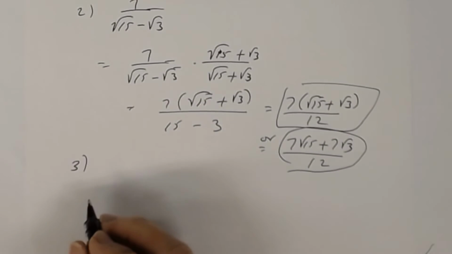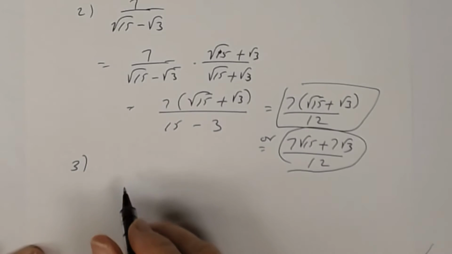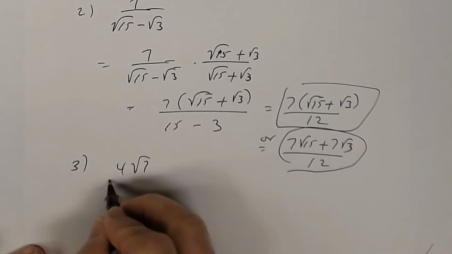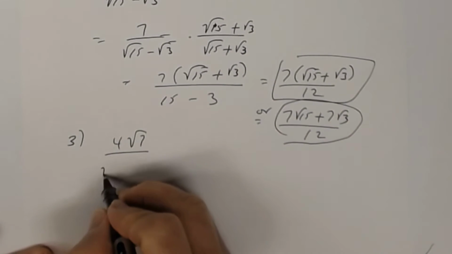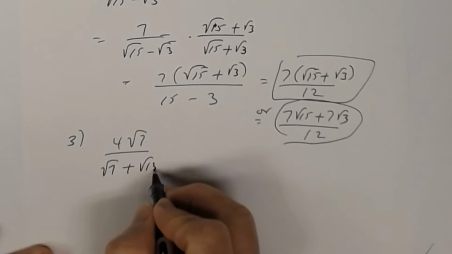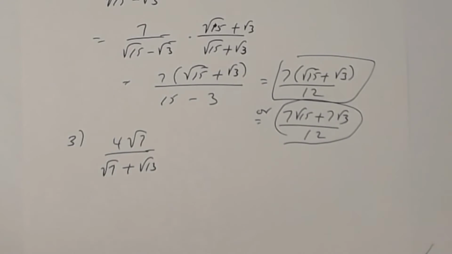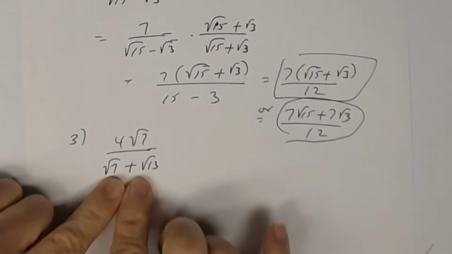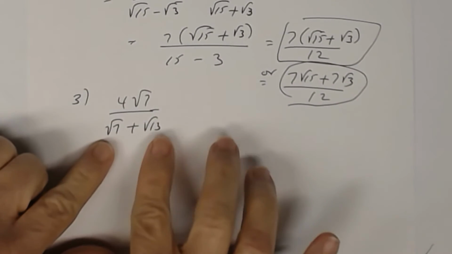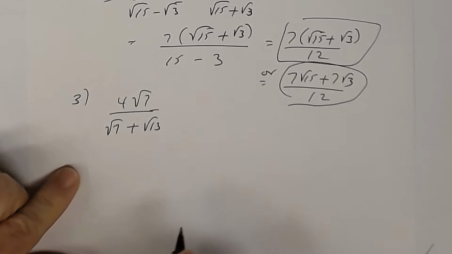All right, number 3. Let's suppose we had this in number 3. We had 4 square root of 7 divided by the square root of 7 plus the square root of 13. Okay. Well, again, notice I have 2 terms in the denominator. At least one of them is a square root, so I've got to use the conjugate.